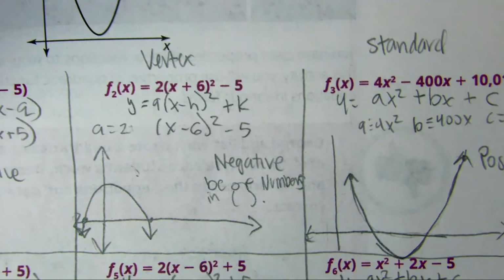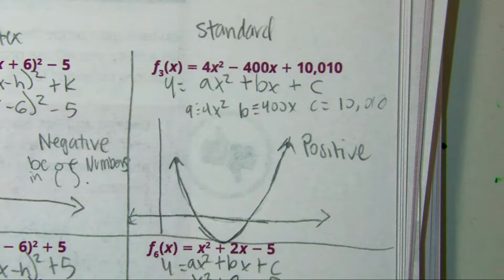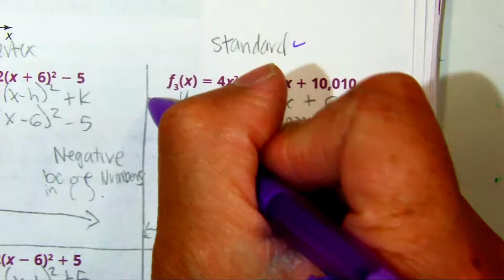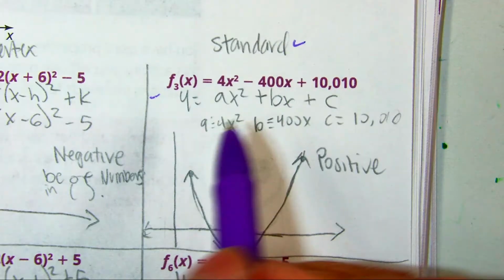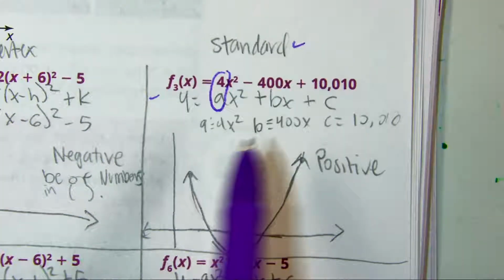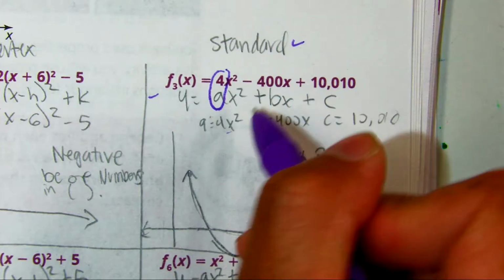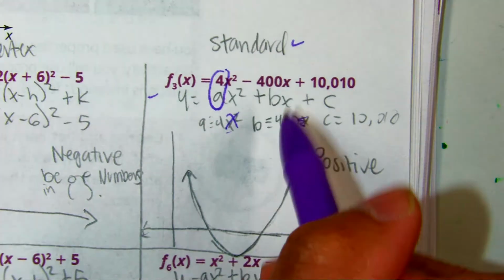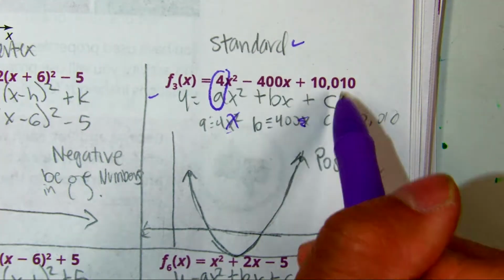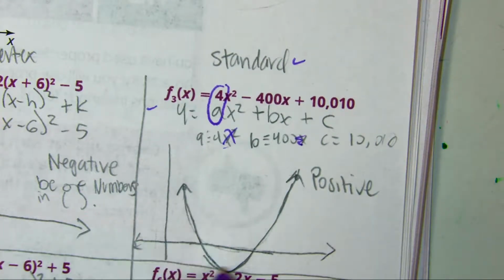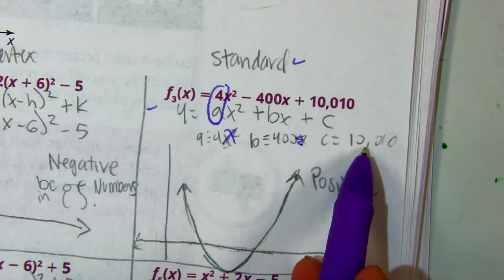Question number 3. No parentheses, standard form, correct. Wrote the formula below it, correct. A value is, okay, so remember your A value is a number. So this student should not have x squared. You shouldn't have an x. B is -400, and C is 10,000. So it does open up, correct. My C value is 10,000.